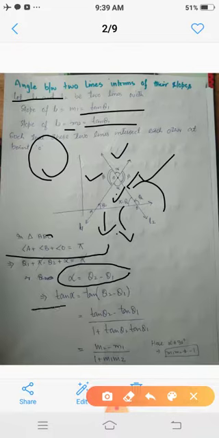Hence tan of alpha equals tan of theta 2 minus theta 1. Now using the tan of A minus B formula, it is simply tan theta 2 minus tan theta 1 upon 1 plus tan theta 2 into tan theta 1, or m2 minus m1 upon 1 plus m1 m2.